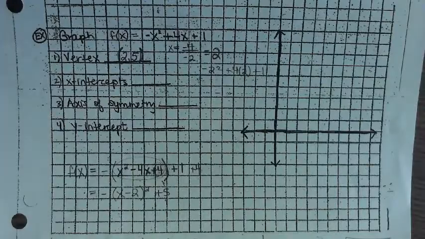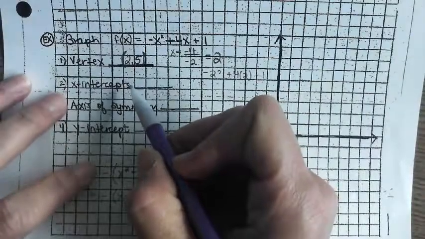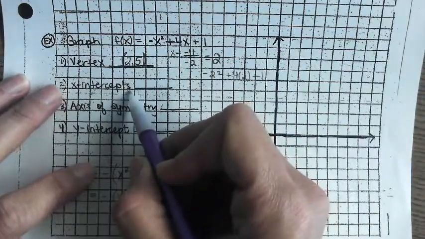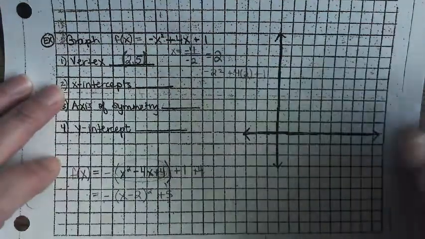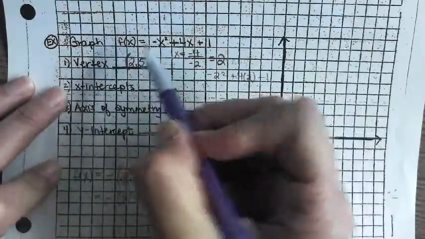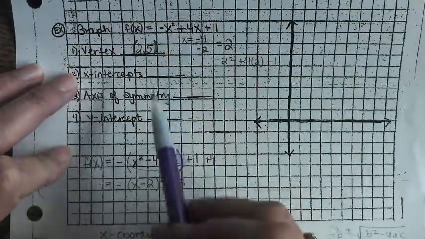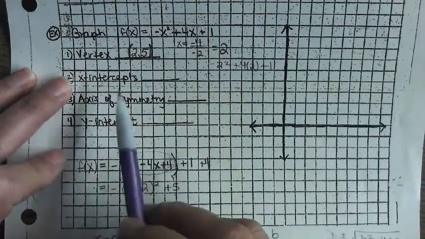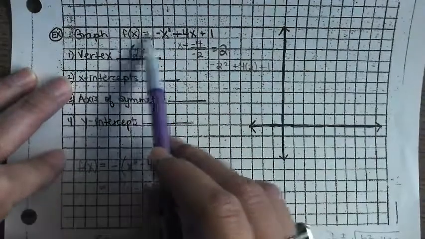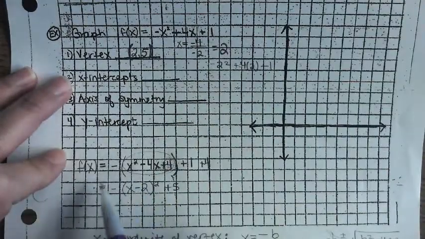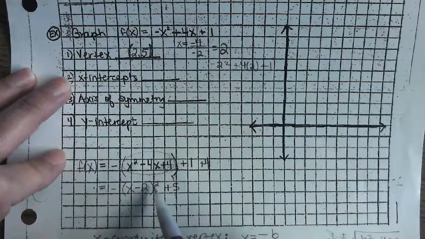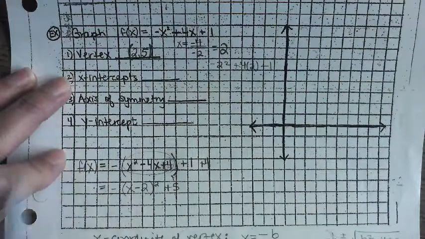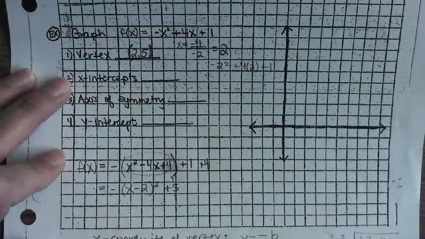So there we are with our vertex. Our x-intercepts, we said again, were to set y equal to 0. So it's up to you now. If you've decided to complete the square and you have this equation written, would you rather set y equal to 0 in the original or y equal to 0 down here? What do you think?